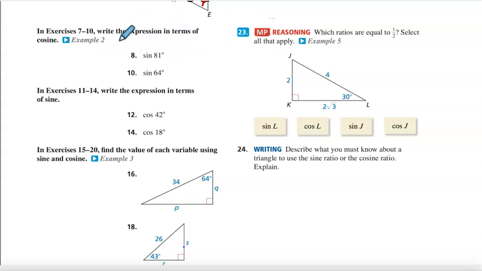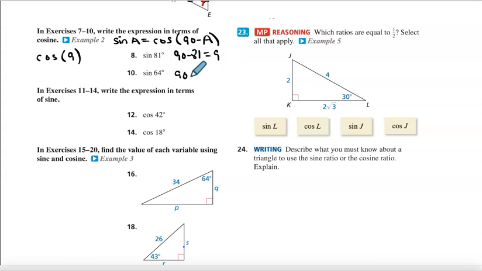Okay, so we saw that sine of A is equal to cosine of 90 minus A. So sine of 81 is the cosine of 90 minus 81, or 9. And again, this one is going to be 90 minus 64, which is 26. So this will be the cosine of 26.